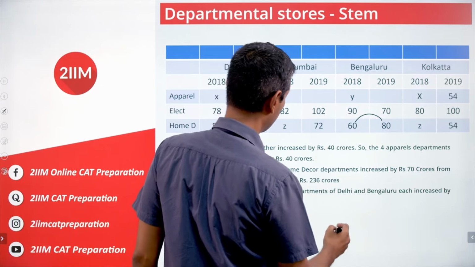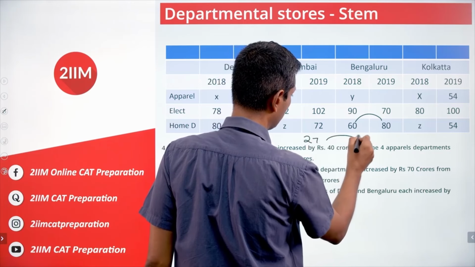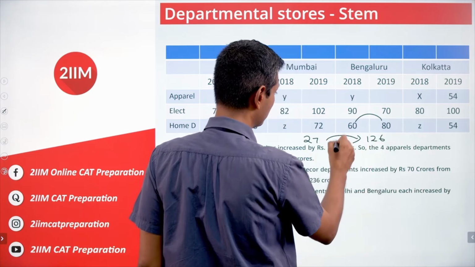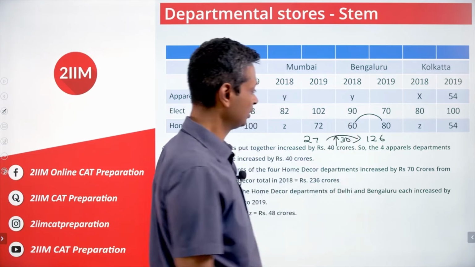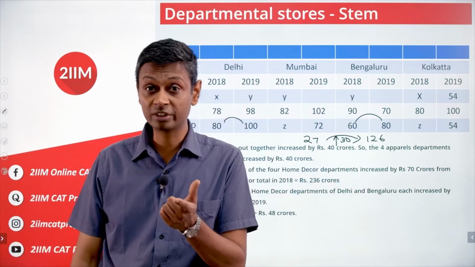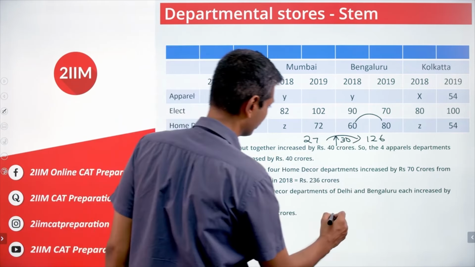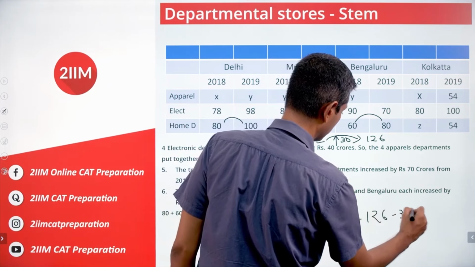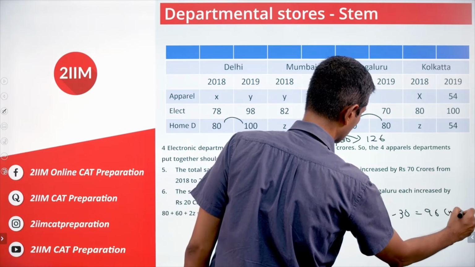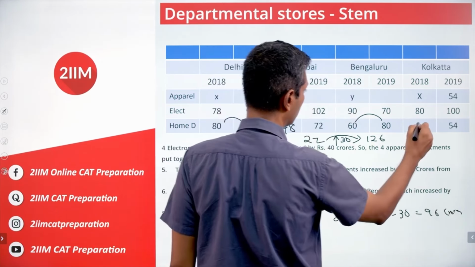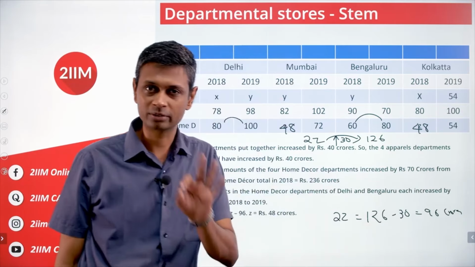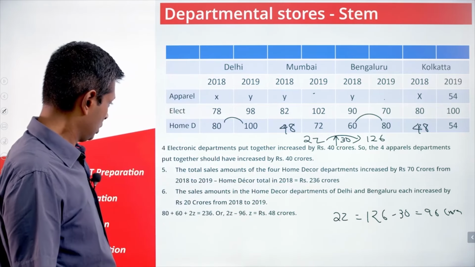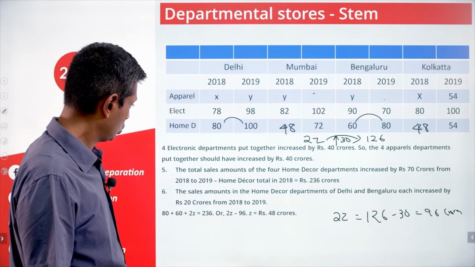The 2018 numbers as Z and Z. So 2Z increasing to 72 plus 54, which is 126. Increasing to 126. This is an increase of 30 crores. So 2Z becoming 126 is an increase of 30 crores. Or 2Z is 126 minus 30, which is 96 crores. Or Z is 48. Of our 3 variables, we've already found one, 48 and 48. We still have some gaps. We'll get there when we get there. Wonderful. Let's go to the next one.